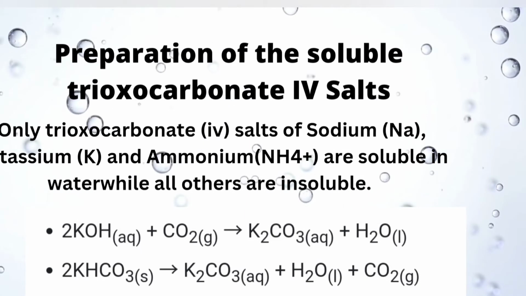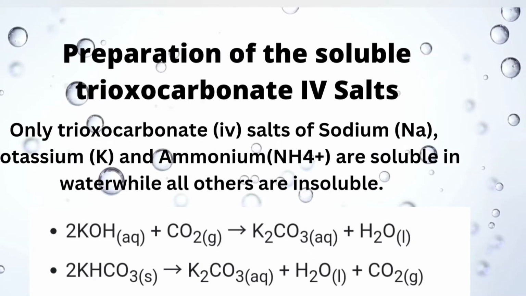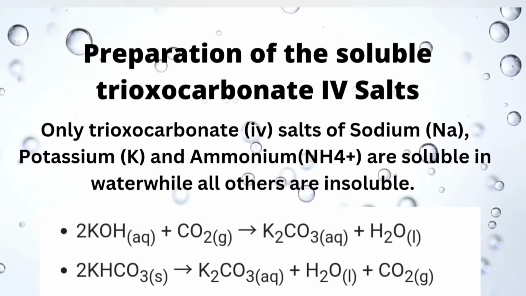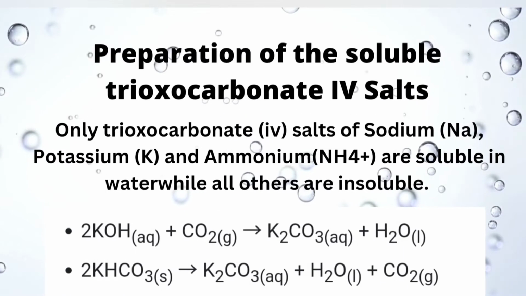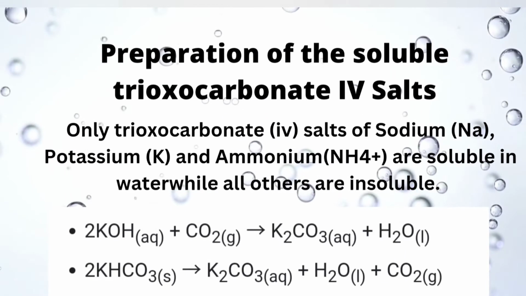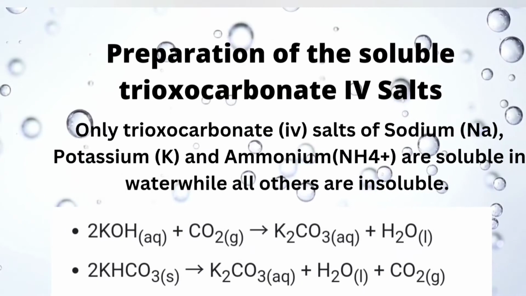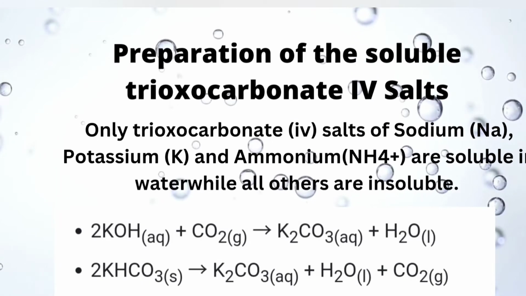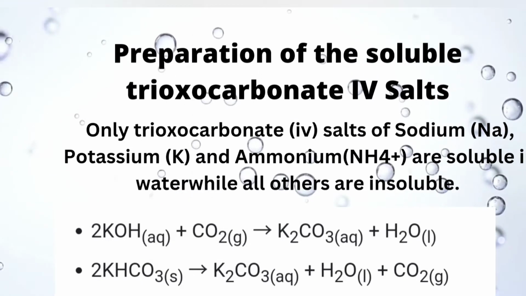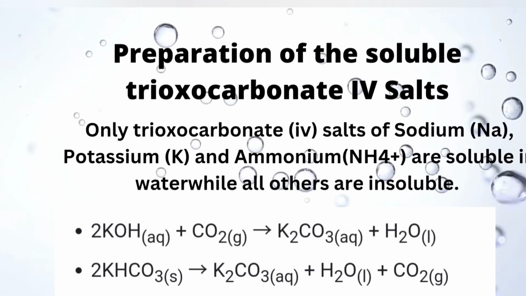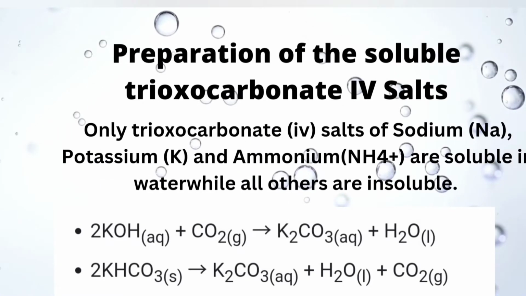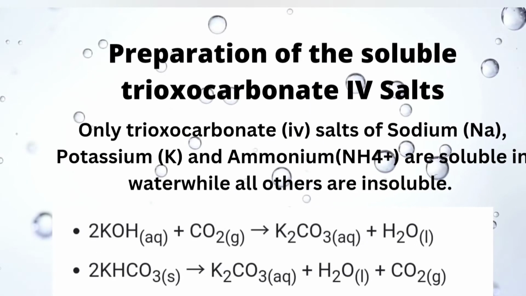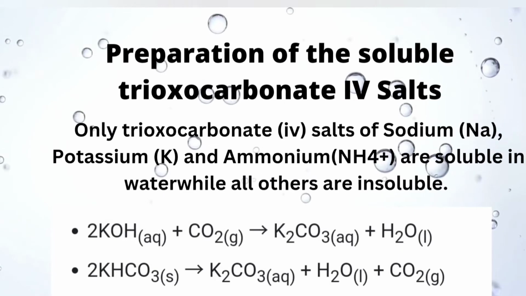And it is prepared in the laboratory by the bubbling of carbon 4 oxide into an alkali of the corresponding metal. Like here I use potassium hydroxide, it can be sodium hydroxide, it can be calcium hydroxide. When you do that, it will result in the formation of the corresponding trioxocarbonate 4 salt. Here is potassium trioxocarbonate 4 salt with the release of water.